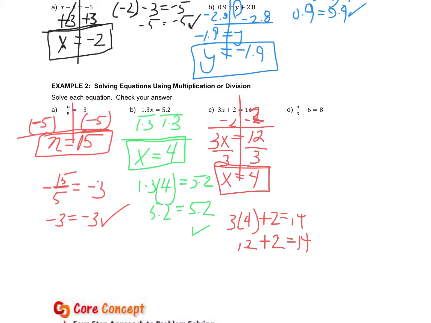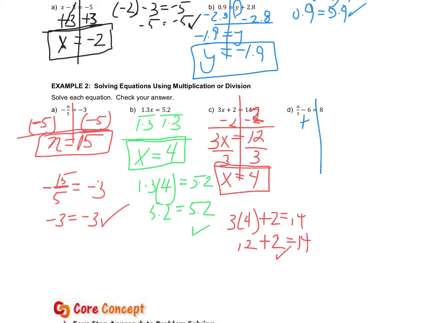That does equal 14. So I have the correct answer of x equals 4. So the next one, same idea. I see two operations, division and subtraction. Regular order of operations, you would do division first. So in opposite operations, I'm going to take care of the subtraction first.